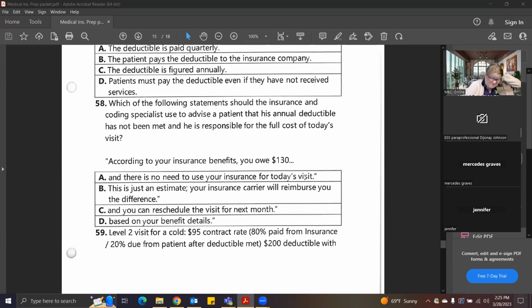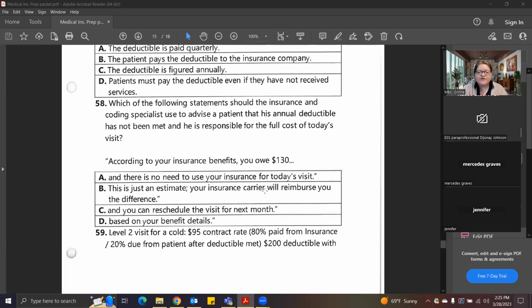D. That's correct. Based on your benefit details. You never want to tell a patient, I mean, even if they owe 100% out of pocket for that visit, you still want it documented in their file with their insurance company so that it does count towards their deductible. If you don't file it to the insurance, even for them to come back and say that the patient owes all this because they still haven't met their deductible, they never will meet the deductible if you're not telling the insurance company what they pay, right? So we always want to use the patient's insurance.